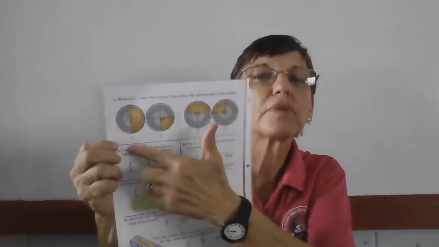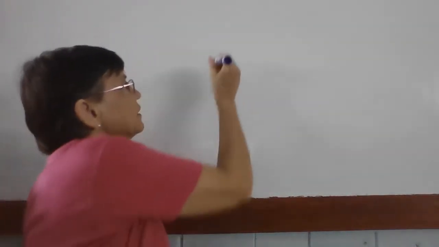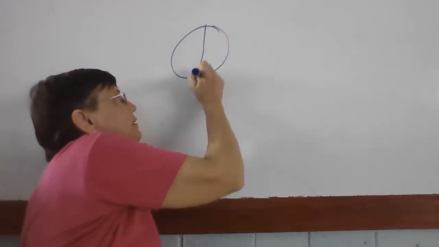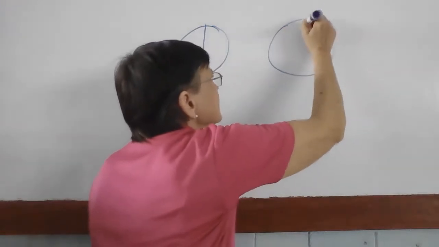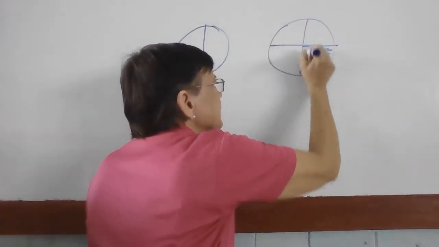So the first one we have is pie. Oh, it looks like a cherry pie. I love a cherry pie. Okay, the first one looks like this. Right? And the second one is like this. Okay.